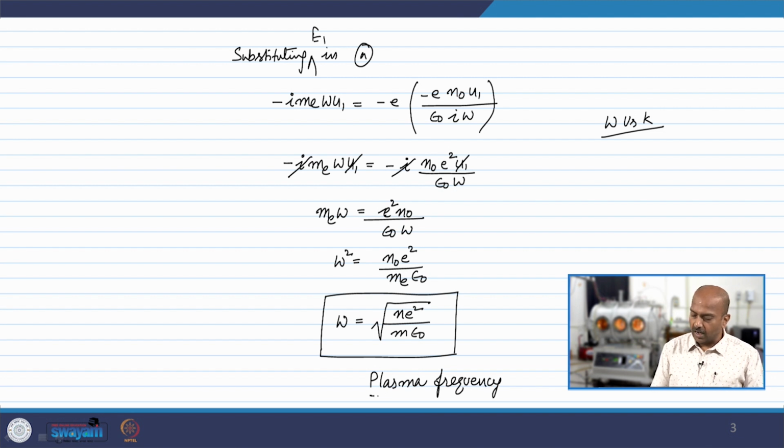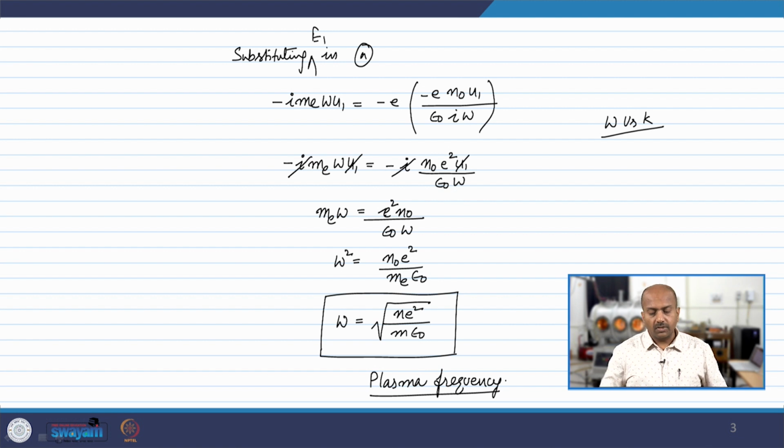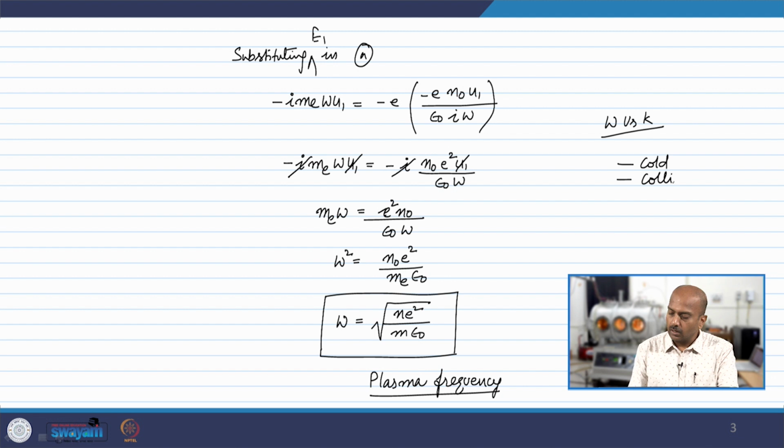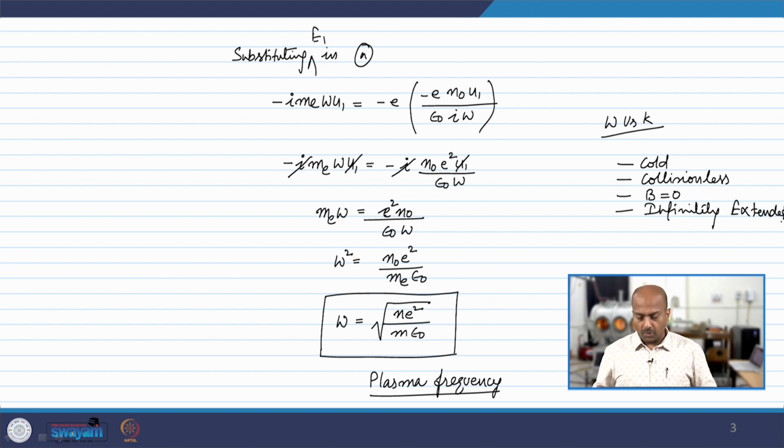Now, if we try to understand the physics of this, we started with a simple picture where the plasma is considered to be collisionless. The basic conditions are: the plasma is cold, the plasma is collisionless, the magnetic field is 0, and the plasma is infinitely extended. These are the basic conditions with which we started understanding plasma oscillations. Let us try to see how these basic conditions are related to the dispersion relation or plasma frequency expression that we have obtained at the end.